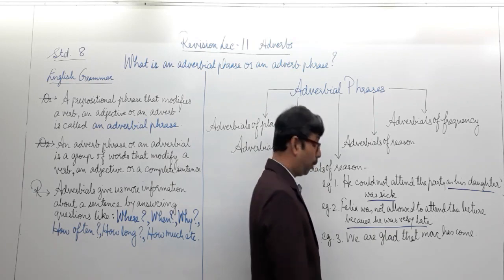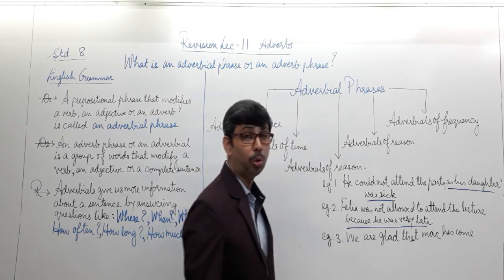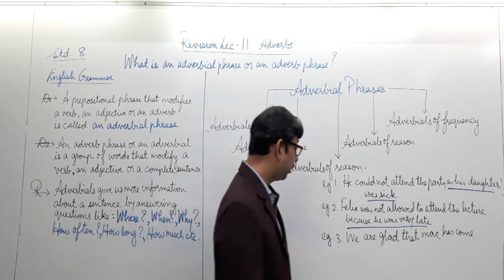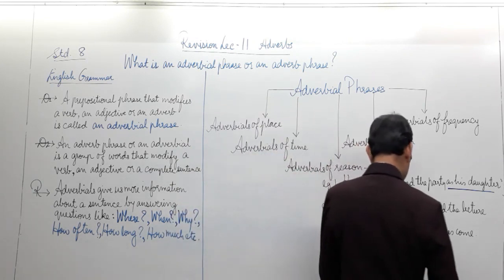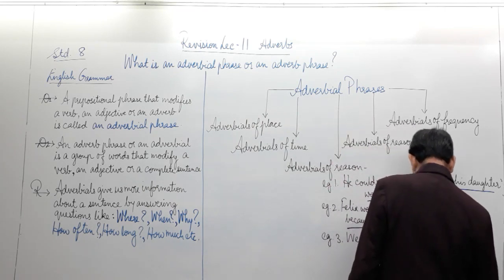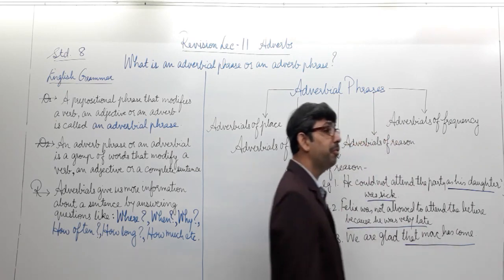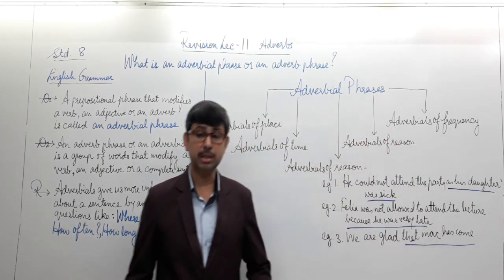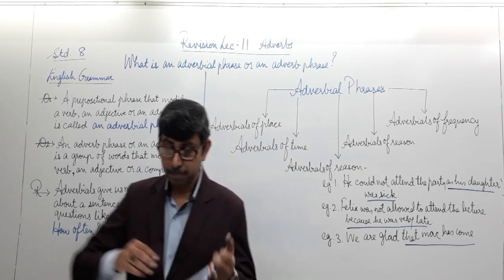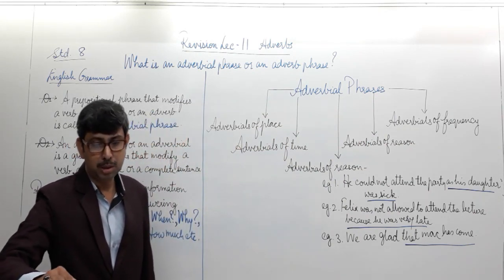Because Mac has come. Well, the word because has not been used, but we have the word that, which is also giving us the idea of reasoning. That is the reason we are glad. So let's underline that Mac has come, which becomes our adverbial phrase of reason. These were three examples. Let us look into the last one, that is adverbials of frequency.